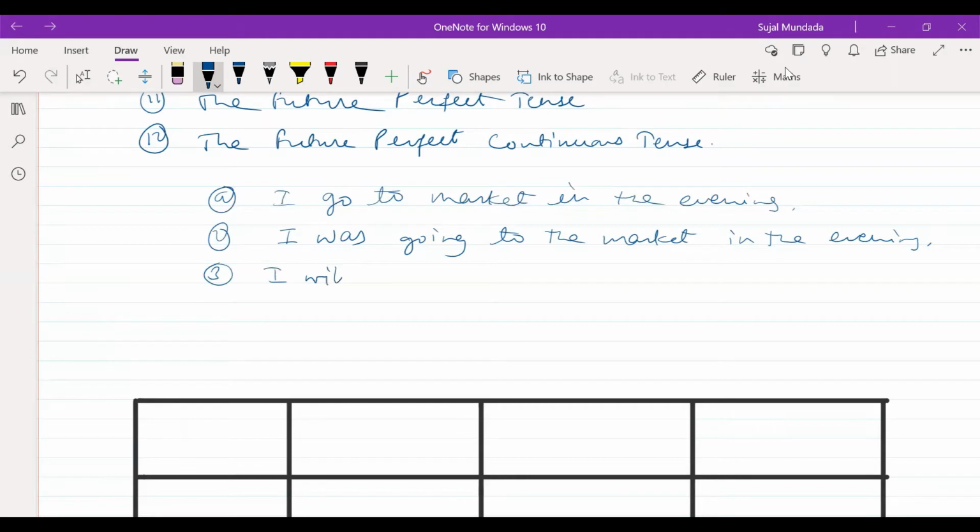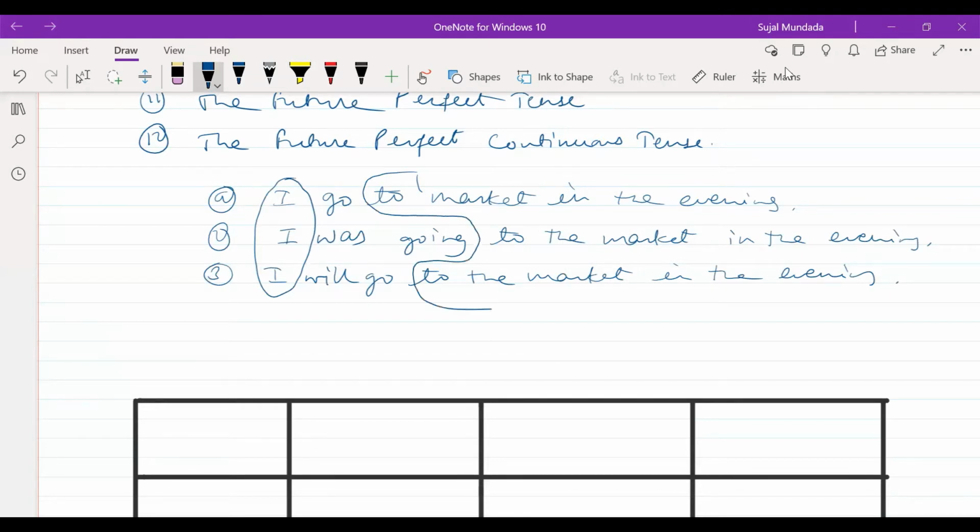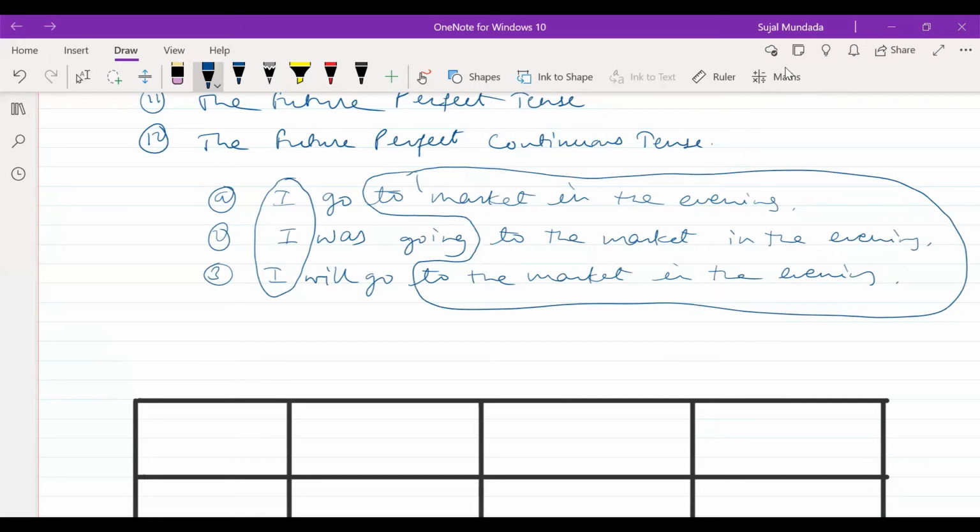Then, I will go to the market in the evening. Now, if we look at these sentences, we find that other units remain the same. They do not undergo any change as per the change in the sentence. Look here. Now, I am just marking the things. So I remains the same, though the sentence has undergone change. And to the market in the evening, all these things remain the same, except the verb, which has undergone changes.